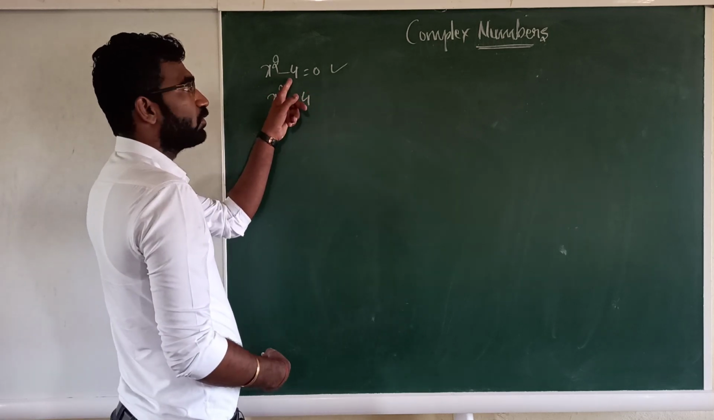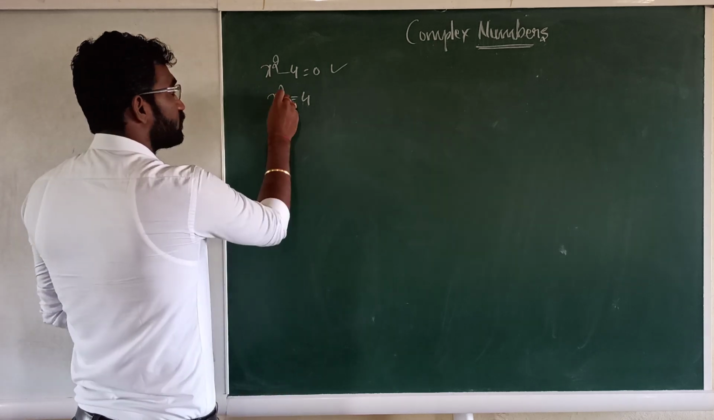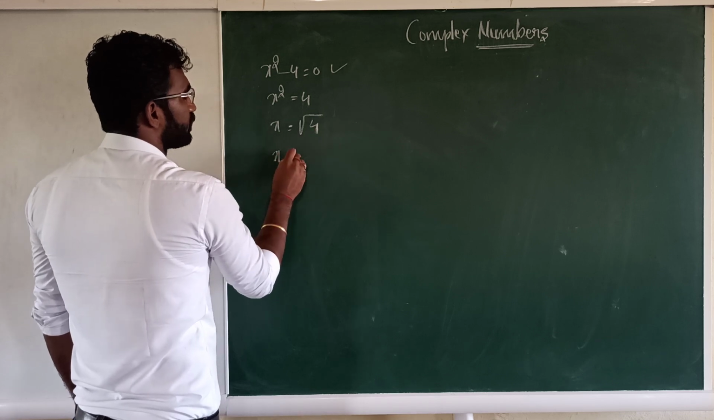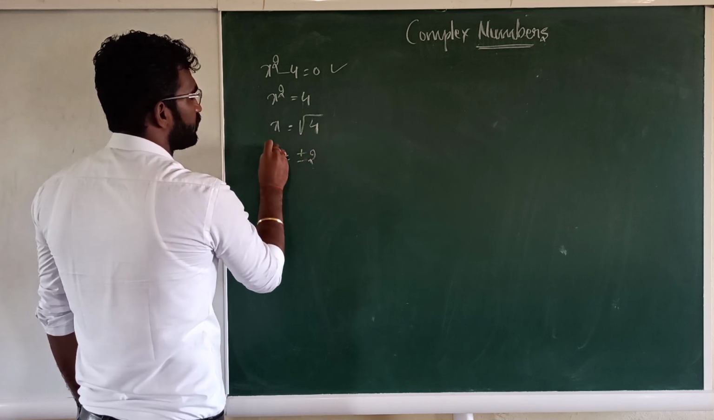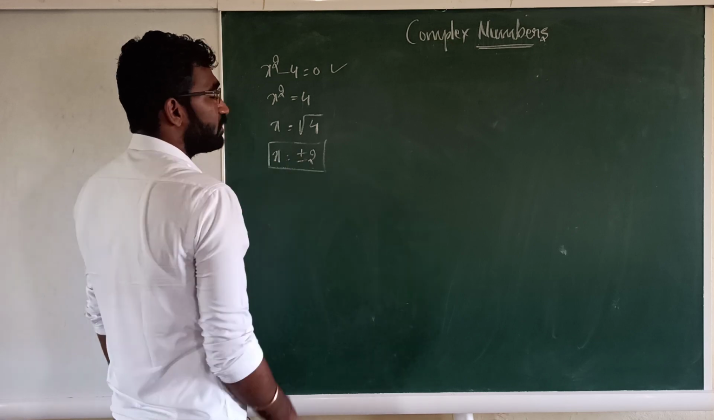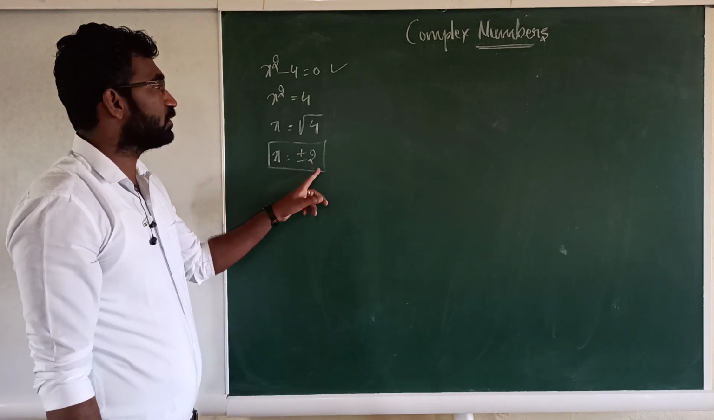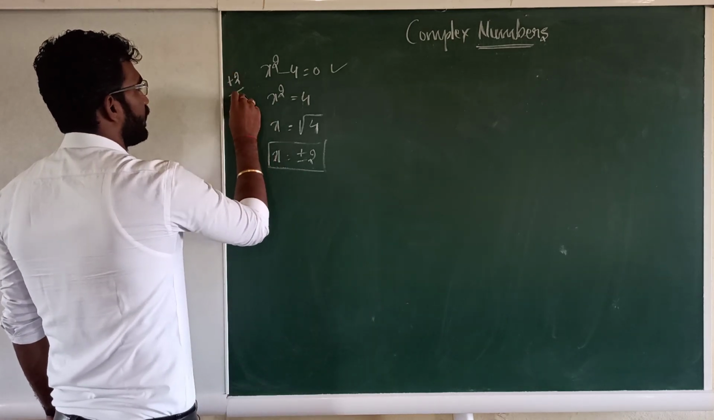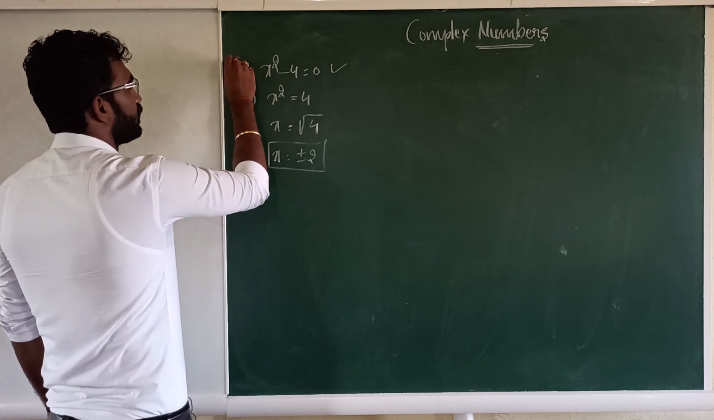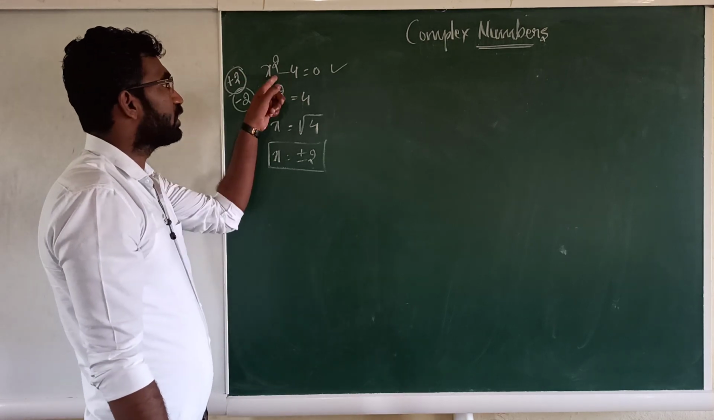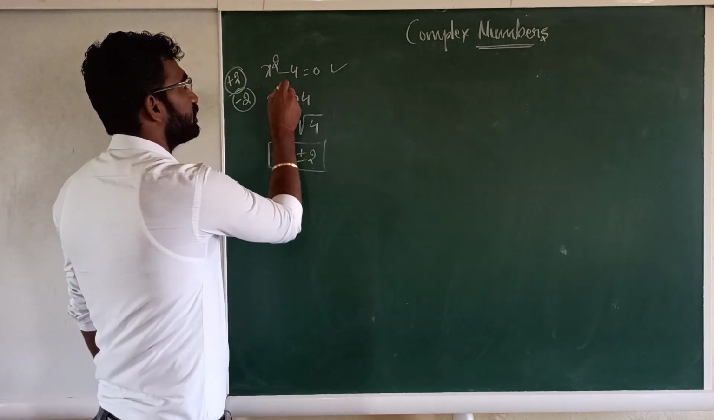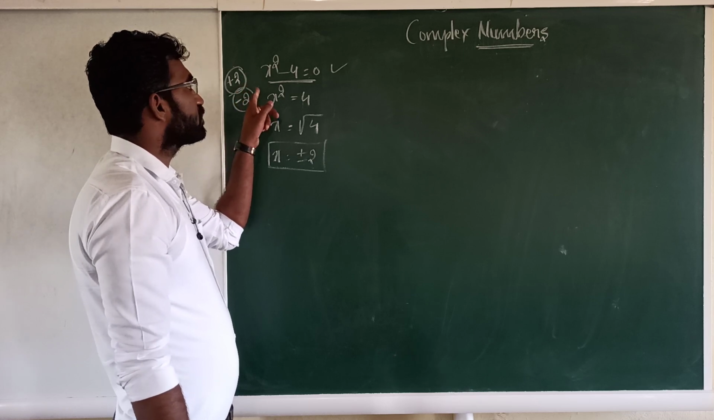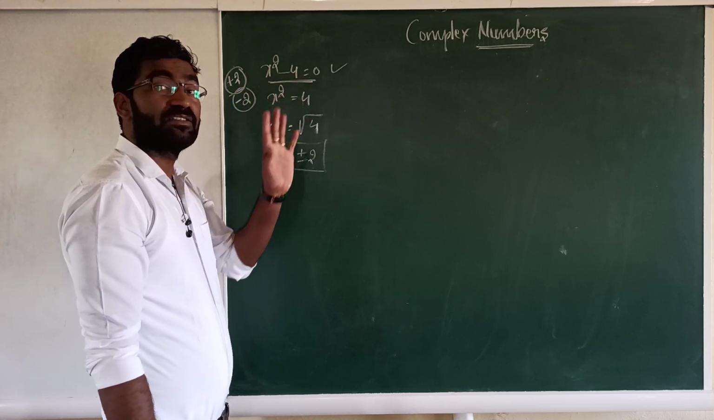Why? Because minus 4 goes to the right side and becomes plus 4. Taking square root on both sides, x equals square root of 4, therefore x equals plus or minus 2. So x equals plus or minus 2 is the solution of this quadratic equation. Plus 2 or minus 2 are the roots. Both are the roots. Since it is a quadratic equation, it will always have two roots. You can call it the solution also.